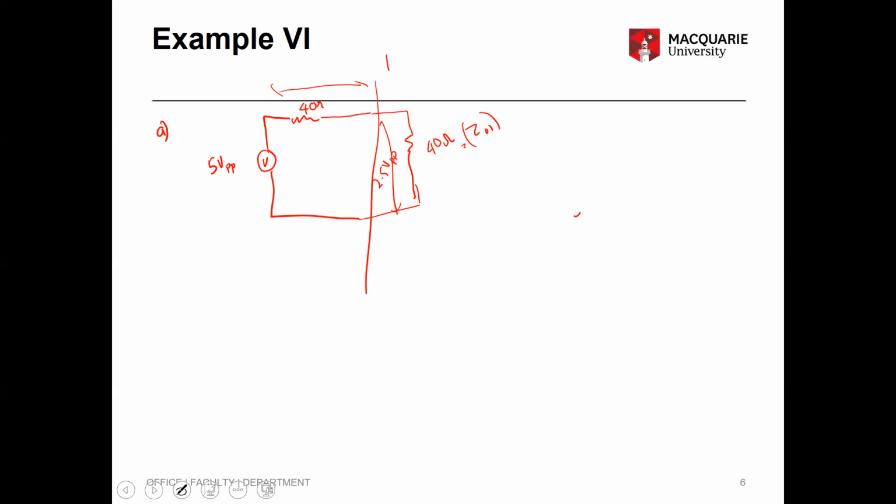So the power, as we talked about before, is half V squared over impedance. The half comes because the voltage is peak voltage. If it's RMS, then you don't need to have that.